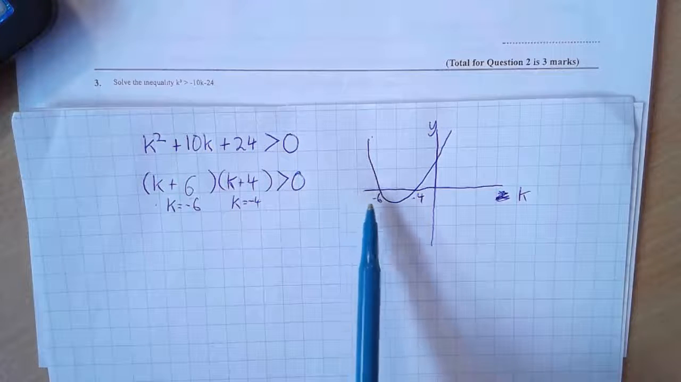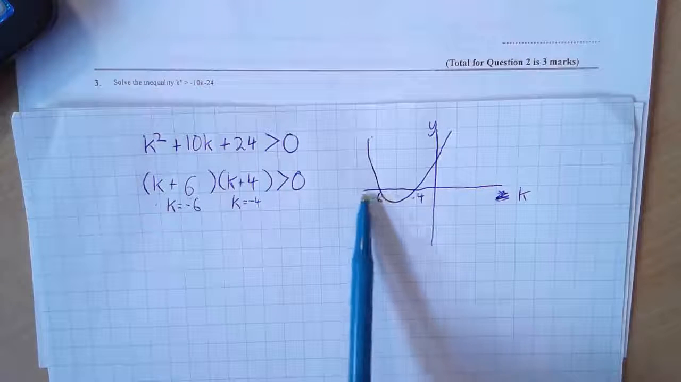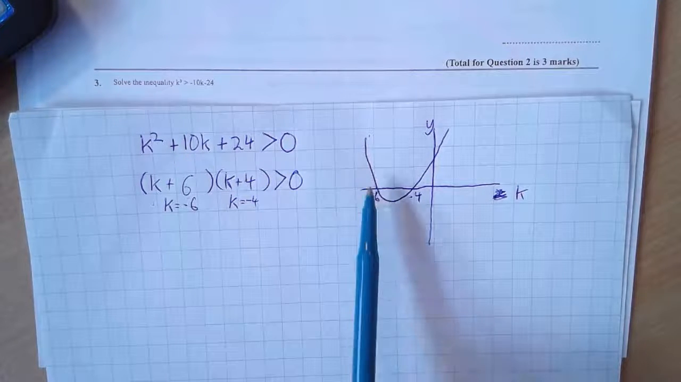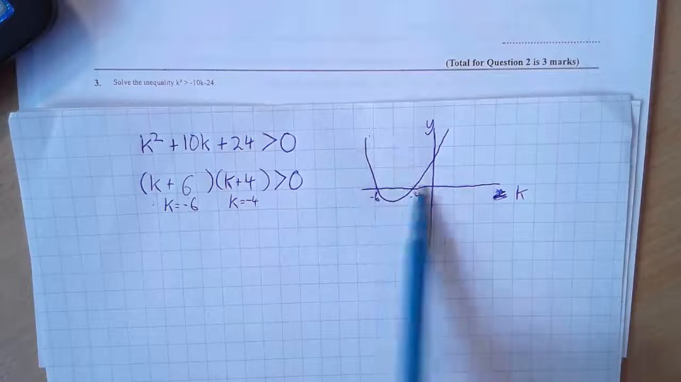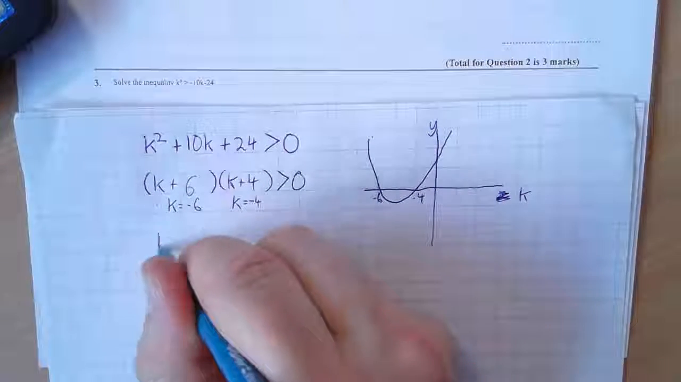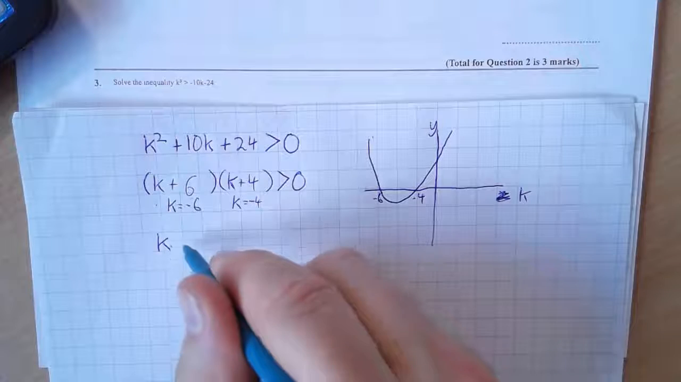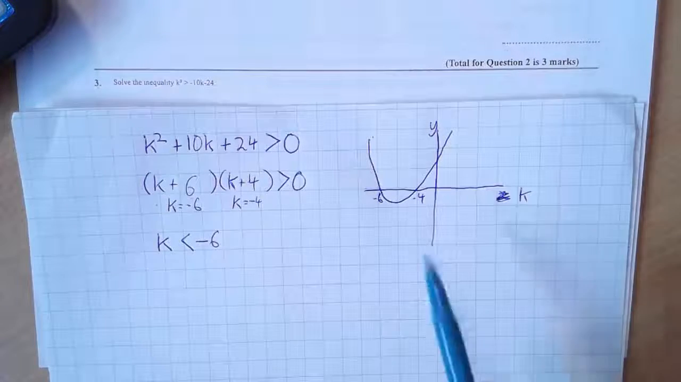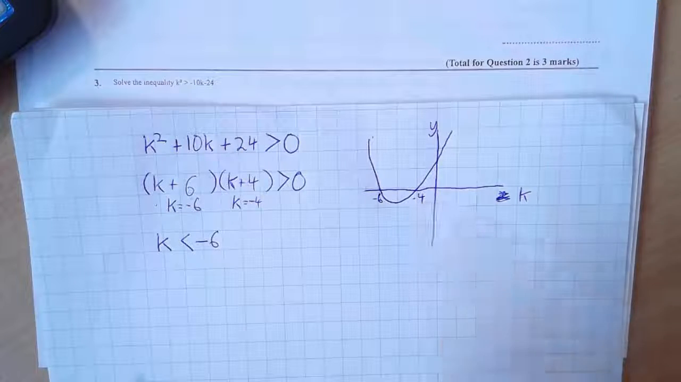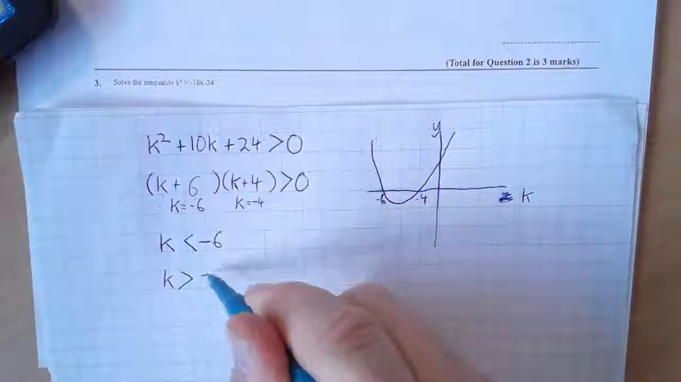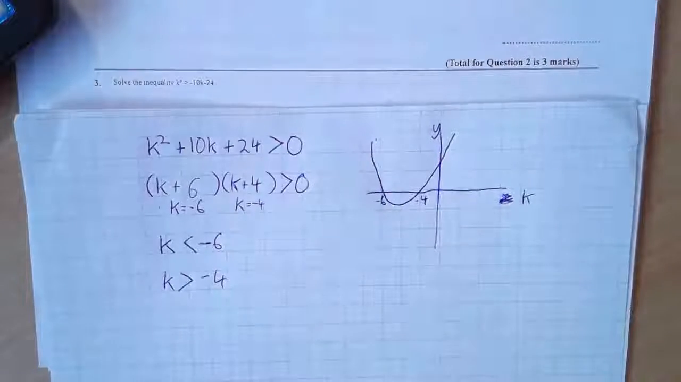Okay, so for what values of k is this greater than 0? Well, anywhere here and anywhere here. Anywhere less than minus 6, so k is less than minus 6, or k is greater than minus 4. And those are my answers.